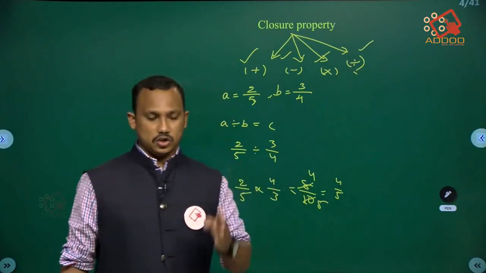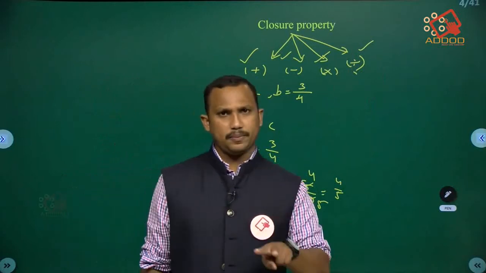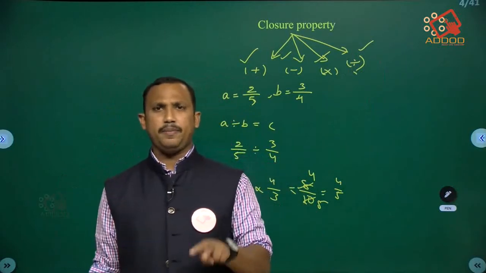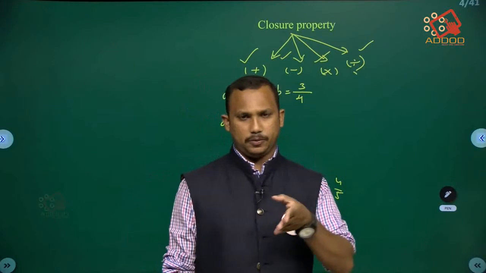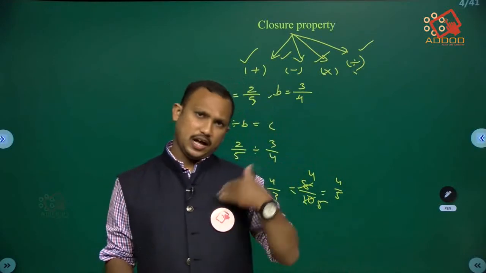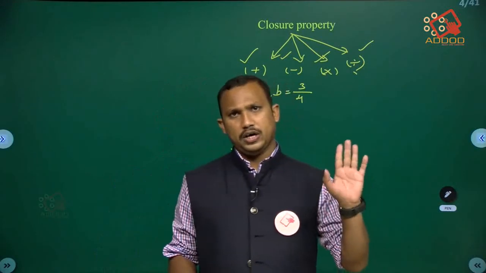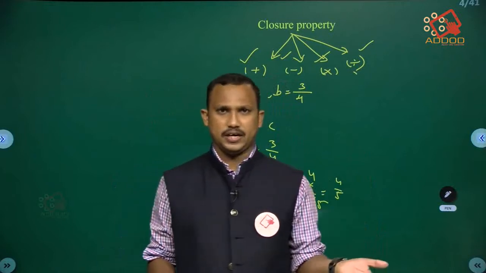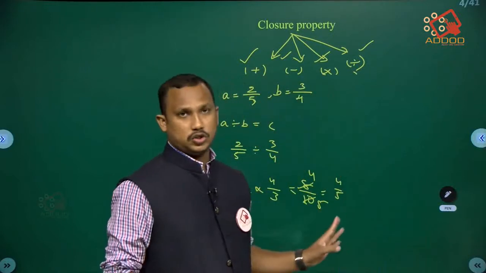Okay, so closure property means whatever type of number you are adding, you should get the same type of answer. Suppose you are adding two whole numbers, then the answer should also be a whole number only. If you do multiplication also, it is the same. Understand? This is the closure property.